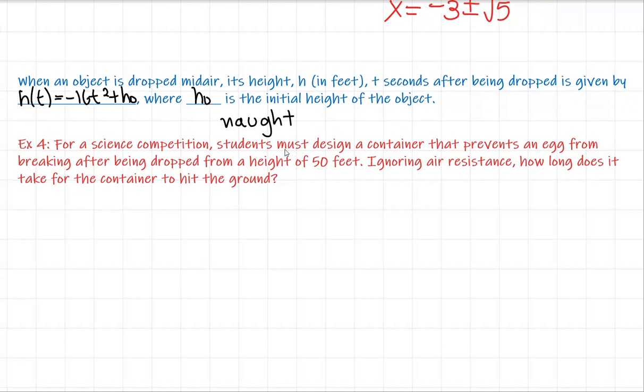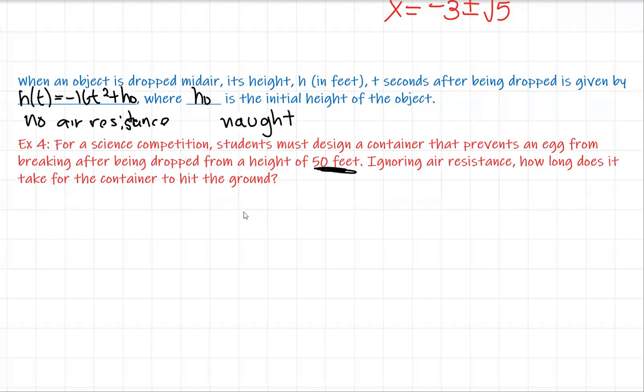For a science competition, students must design a container that prevents an egg from breaking after being dropped from a height of 50 feet. So we're dropping it from 50 feet, ignoring air resistance. That's another thing: no air resistance. You're probably wondering, Mr. G, how is that practical? Everything has air resistance, right? Most things, yeah, and it's not very practical, but for the sake of this problem, we're going to ignore the air resistance.